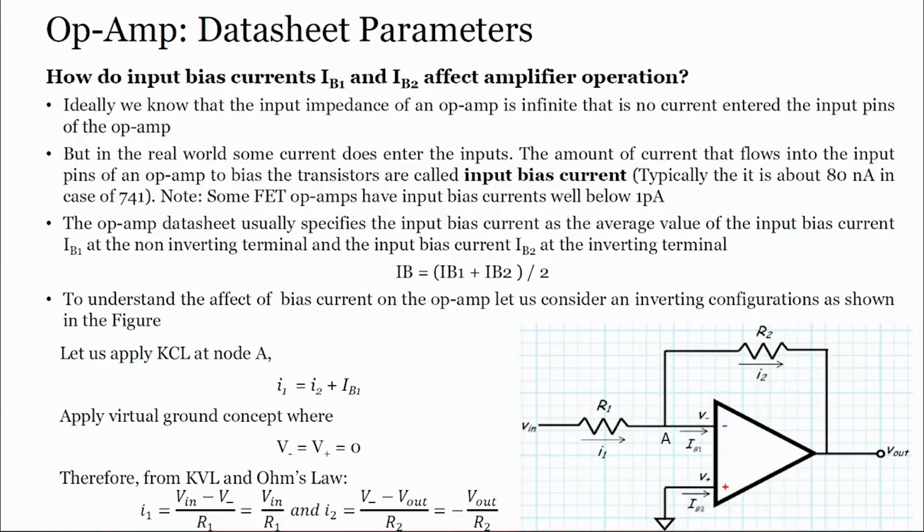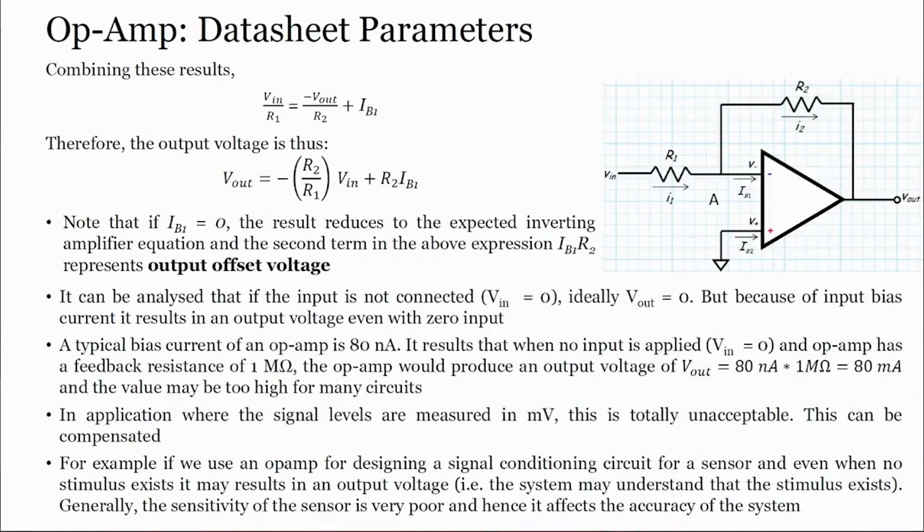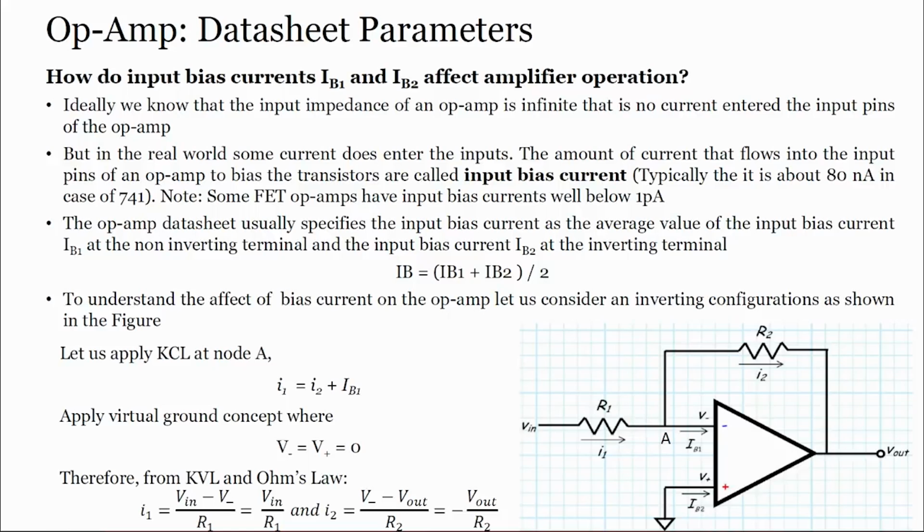Now, we then found that the input bias currents affect the amplifier operation, and we took an example of how the input bias currents IB1 and IB2 affect the operation. We will just skip this; you can look at my earlier course and see how exactly the input bias currents IB1 and IB2 affect the operational amplifier operation.